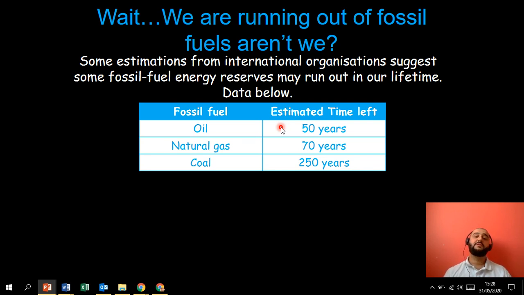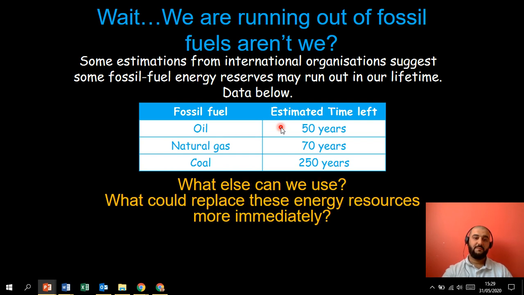And coal, as you can see, which is by far the most abundant of the fossil fuels, on our current consumption, is estimated to last another 250 odd years. Now these are all estimates, and they will go up and down depending on many factors, such as consumption and the discovery of new sources and new fields.